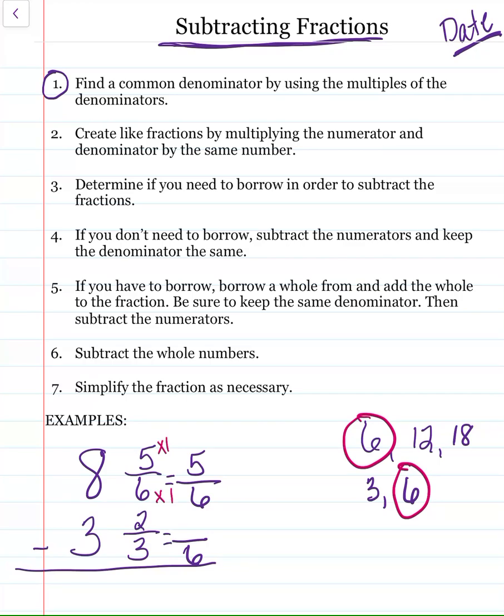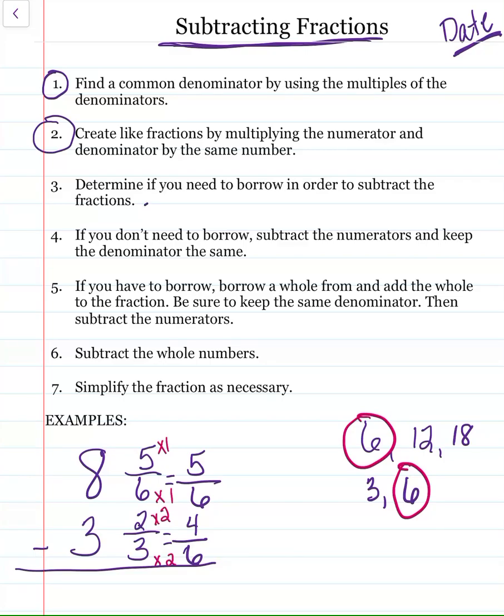Now, the 2/3, our denominator is changing, so we have to say 3 times what gives me 6. So 3 times 2 is 6, and whatever I multiply the bottom by, I'm going to multiply the top by. So 2 times 2 is 4. And that step was the second step. That was creating the like fractions by multiplying the numerator and denominator by the same number.